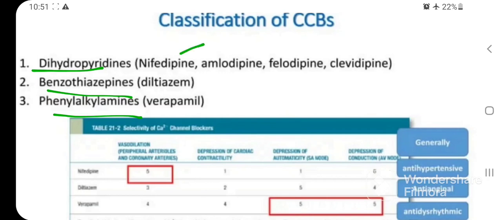Dihydropyridines: in that, nifedipine, amlodipine, then felodipine, clevidipine. You are observing the suffix here, dipine. You remember all these things. If the drug ends with dipine, then those are calcium channel blockers. Are you getting? Next one is benzothiazepines, diltiazem, and phenylalkylamines, verapamil. Yeah, clear.